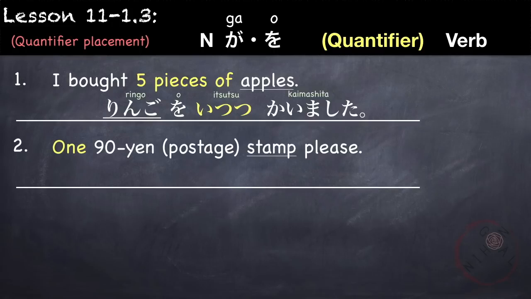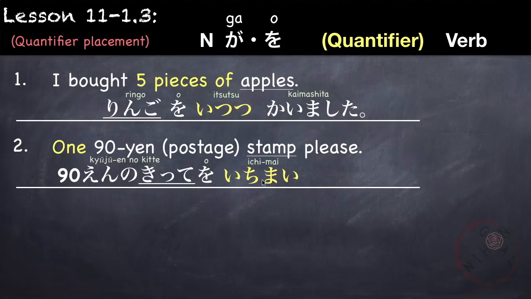Ringo o itsutsu kaimashita. Or ringo o gokko kaimashita. Another example, 1 90 yen stamp, please. First, our noun is a 90 yen stamp or a 90 yen postage stamp. 90 yen no kitte o. And then our quantifier, 1, ichi, and then our suffix is mai. Ichimai, because a stamp is a thin and a flat object. Ichimai kudasai, please. 90 yen no kitte o ichimai kudasai.